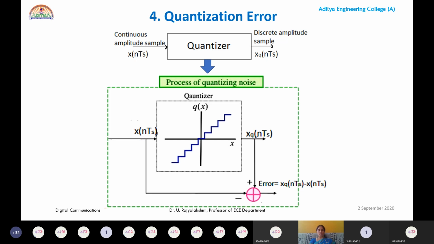What is the error shown here? It is xq of nTs minus x of nTs, where xq of nTs is a quantized signal and x of nTs is a sampled signal. Okay, so is this slide okay to everyone? Can we move to the derivation of quantization error? Okay, so error equals xq of nTs minus x of nTs. Please keep that equation in mind. Okay, let us move to the next slide.